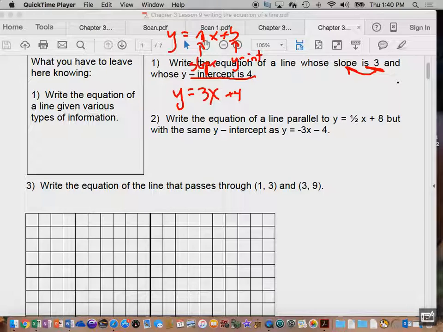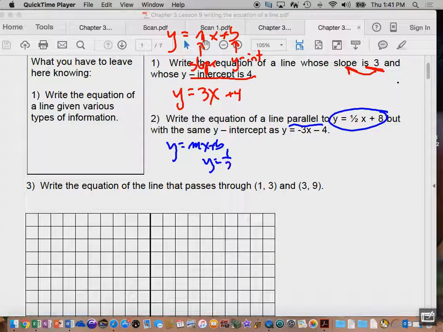Okay. So, write the equation of a line. As soon as it says that, I'm thinking y equals mx plus b. And then it says it's parallel to this guy. Do you remember what we found out about parallel lines and their slopes the other day? They're the same. Very good. Parallel lines have equal slopes. So, what is the slope of this line? It's 1/2. So now I know it has to be 1/2 x.